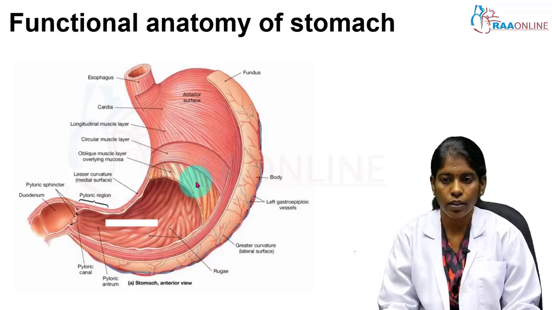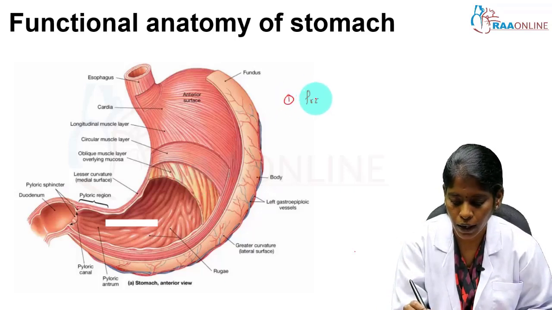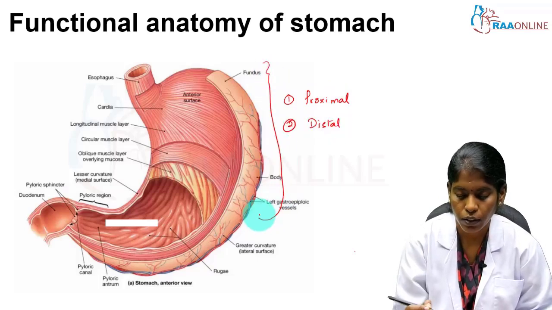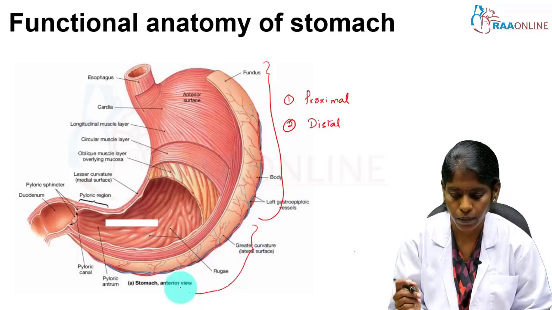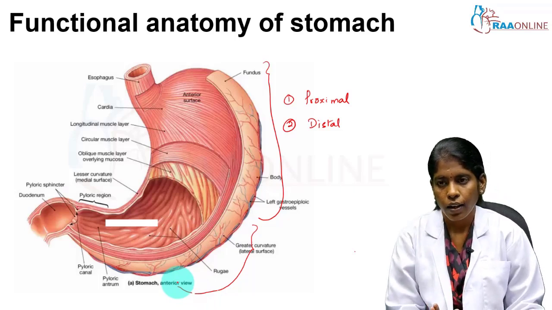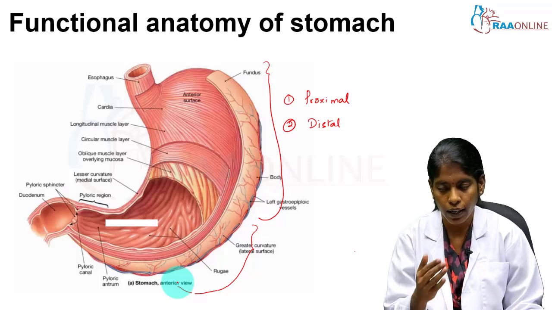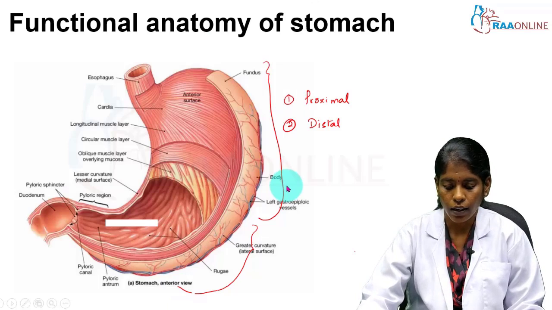But physiologically, the stomach is divided into 2 parts: the proximal part and the distal part. The proximal part makes up the proximal 2/3 of the stomach, and the distal part forms the rest of the stomach. This is the functional division, and the function of the proximal part and the distal part of the stomach varies, as we will be seeing later.